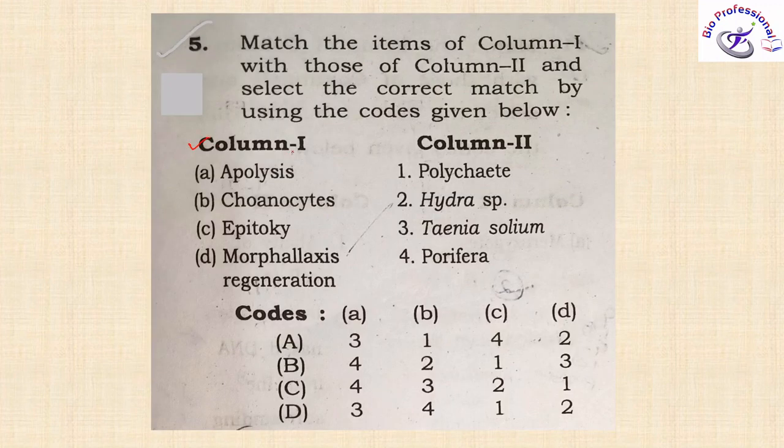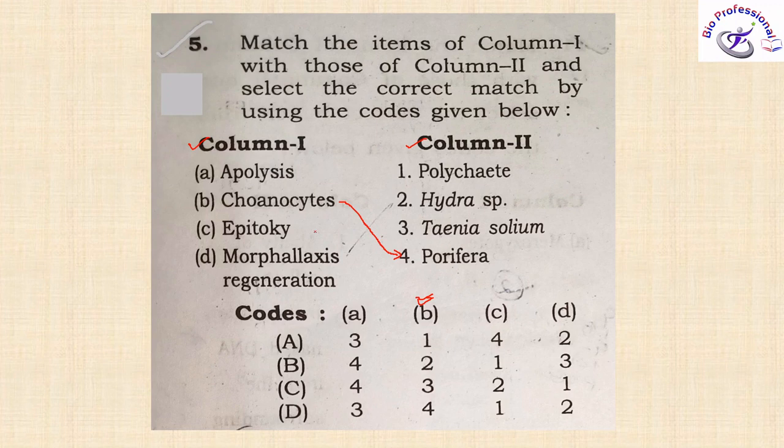Again, we have to match column 1 and column 2. I find this type of question comparatively easier, because the critical part, for example here, all the options are different. So if you can identify B, then you can easily find the answer. B will be choanocytes. Choanocytes are present in Porifera, right?